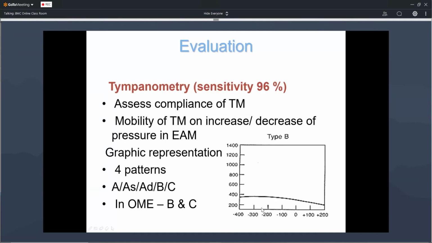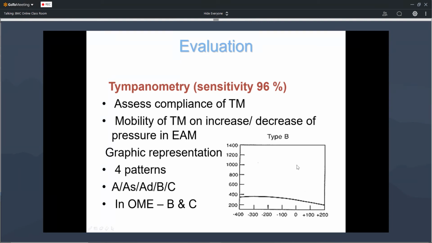In normal people we will see the A type of impedance audiogram. Here on the y-axis you will see the compliance or mobility of the tympanic membrane. These are the pressures. So this is the type B impedance audiogram. In type B there is fluid in the middle ear. If there is fluid in the middle ear cavity, you will see a flat curve in the impedance audiogram. That means there is no movement or compliance of the tympanic membrane when you apply pressure in the external auditory canal.